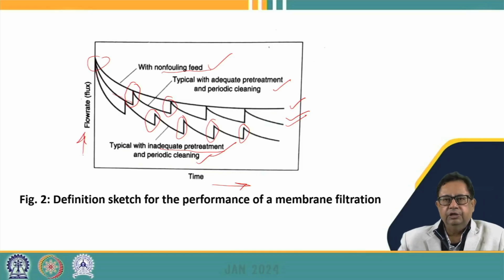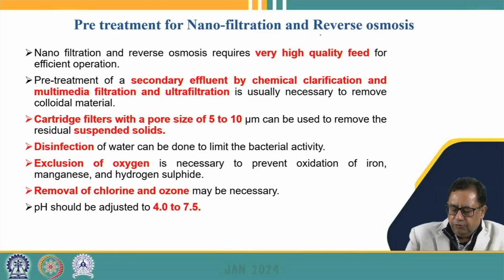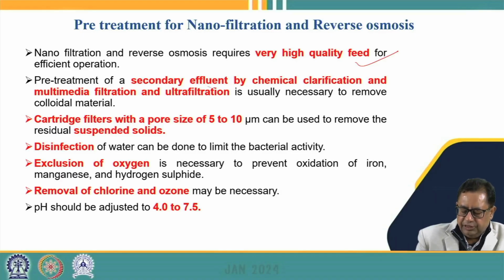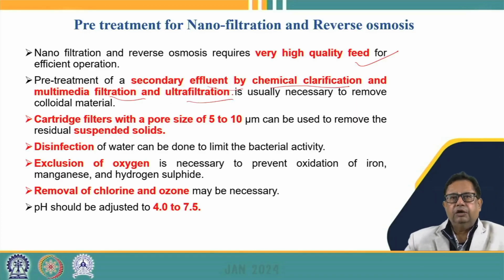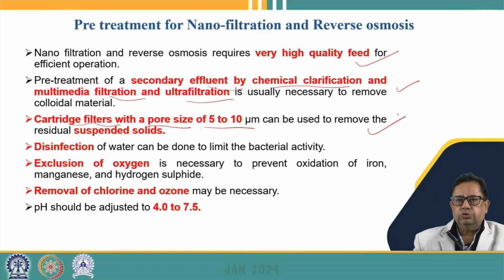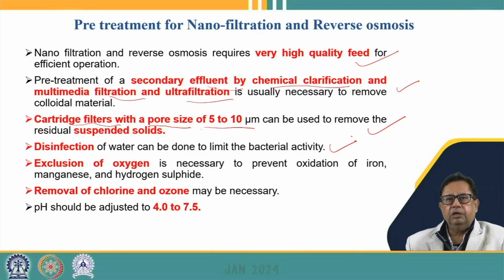The pre-treatment for nano-filtration and reverse osmosis requires a very high quality feed so that we can go for a very efficient operation process. For example, when we have secondary effluent, we have to go for chemical clarification, and multimedia filtration and ultrafiltration are very necessary so that we can enhance the performance of the filter. Similarly, we can also use cartridge filters having a pore size of 5 to 10 micrometers, which can be used for the removal of suspended solids. We can go for disinfection so that we can limit the bacterial activity.